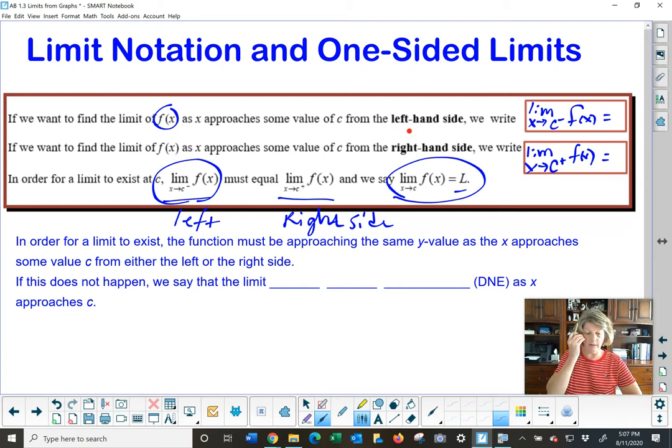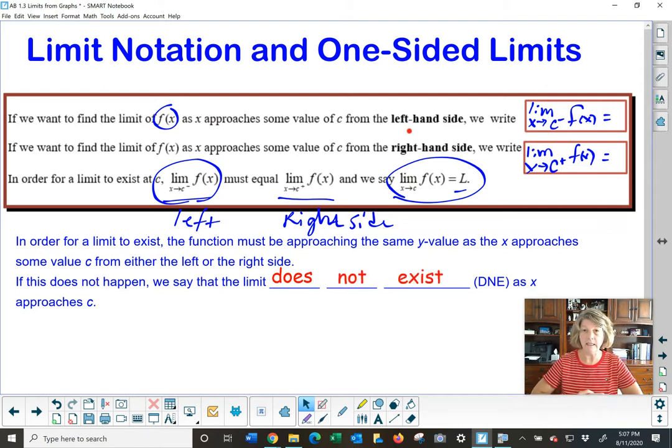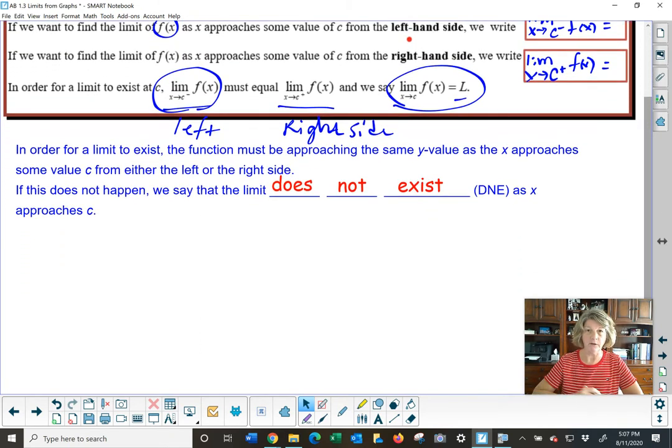Okay, in the blueprint, it says in order for a limit to exist, the function must be approaching the same y value as x approaches some value c from either the left or the right side. If this does not happen, then we say that the limit does not exist as x approaches c. DNE will work as an abbreviation. Even on the AP exam, you may use DNE. Everybody understands that's a pretty common abbreviation.